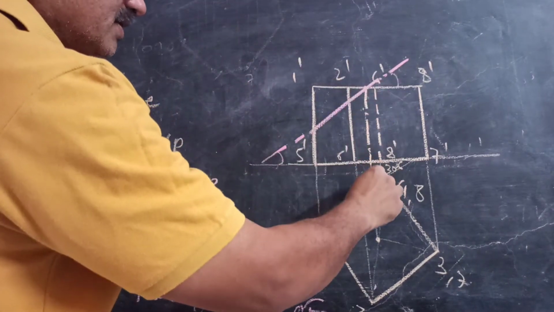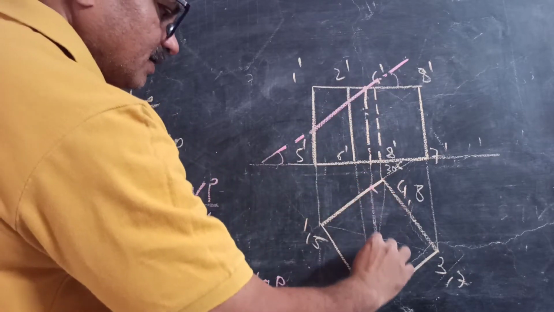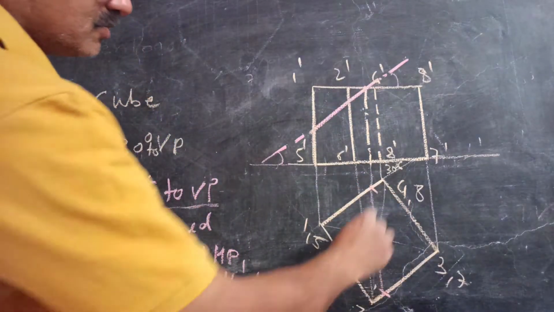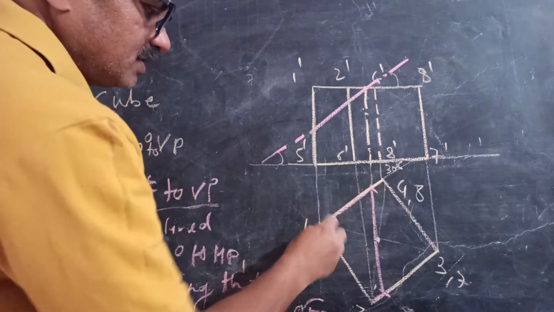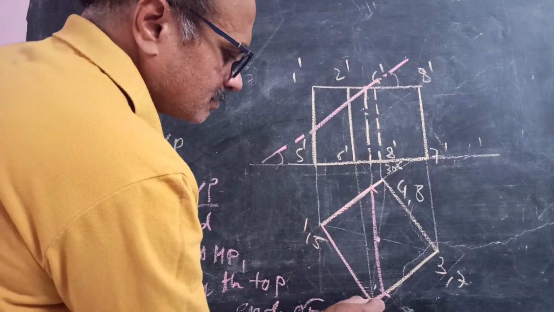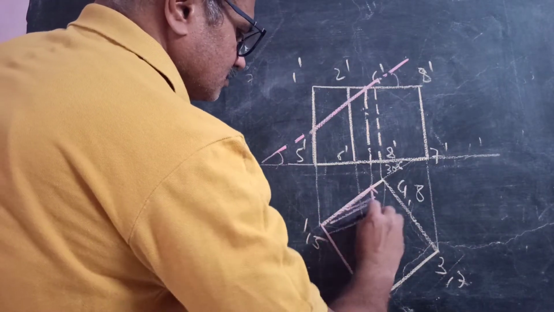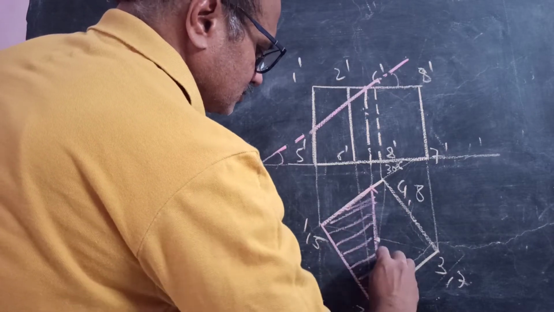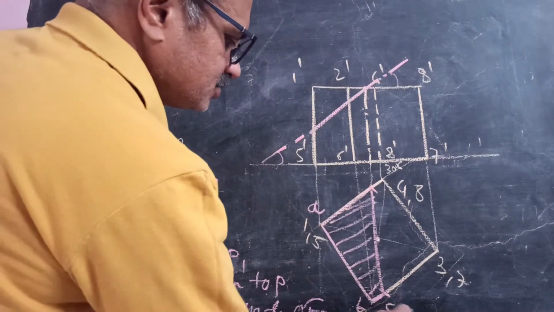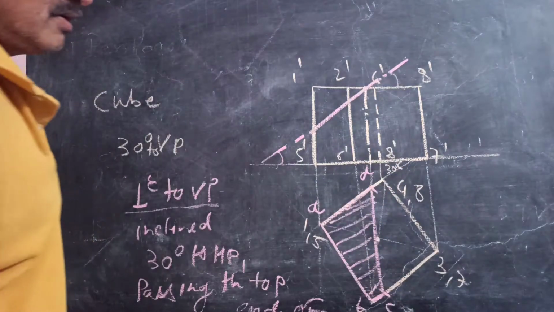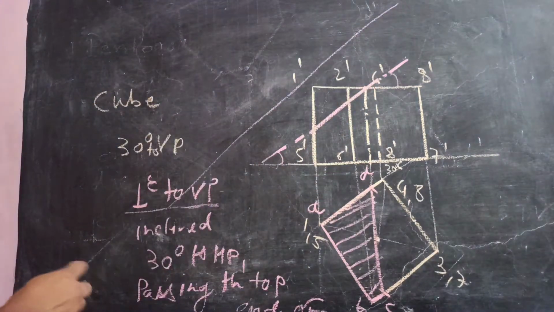So you can project these 2 points, one is this and one is this. So this will be your sectional top view. So you can hide this. So you have got 4 points, that is A, B, C and D, right? So draw a line parallel to this to get the true shape.